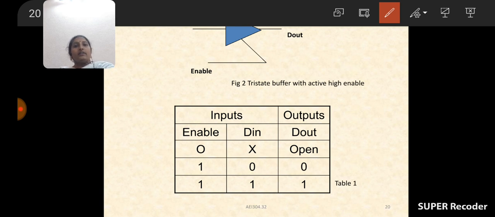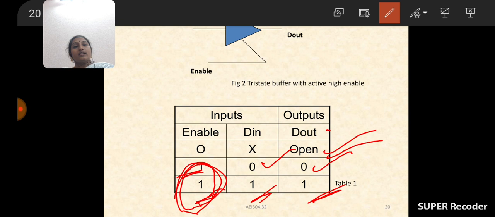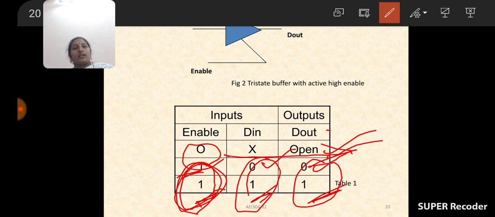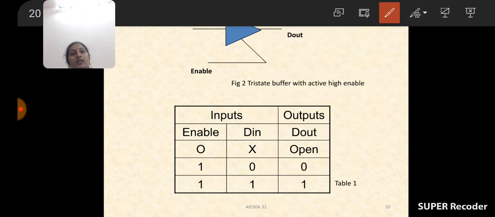Okay, see here. If enable is 0, D in is 1 or 0, irrespective of D in, output is open. Now enable is 1, input is 0, the output is also 0. The same input is passed, that is the only aim of a buffer. If the input is 1, again the output is 1. Means by application of the enable signal only, the input is transferred to the output. If the enable signal is not there, the input is not transferred to the output side.